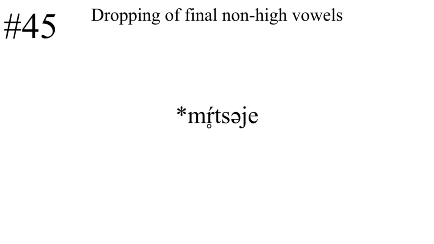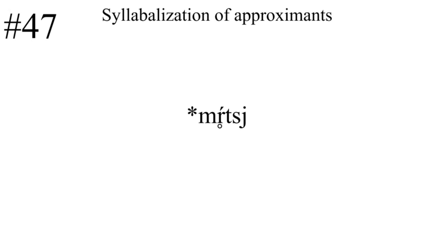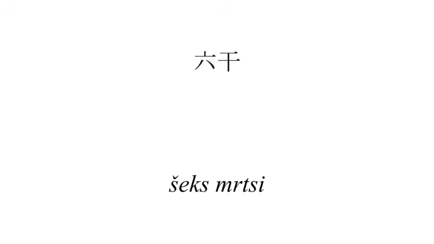Mrtsaye. Rule 45 says that final E disappears, and Rule 46 says that unstressed schwa disappears. Mrts. But Rule 47 preempts your complaints that final ya turns into E. Mrtsi. And that's how it stays all the way up until the present, mrtsi. Yeah, I kept the syllabic R. I think it looks cool.